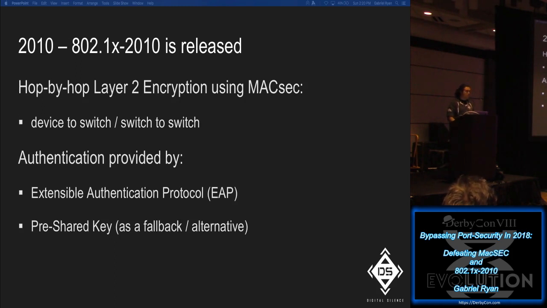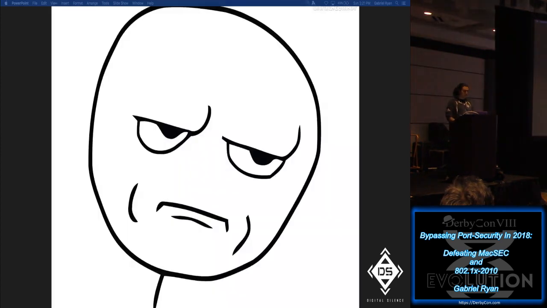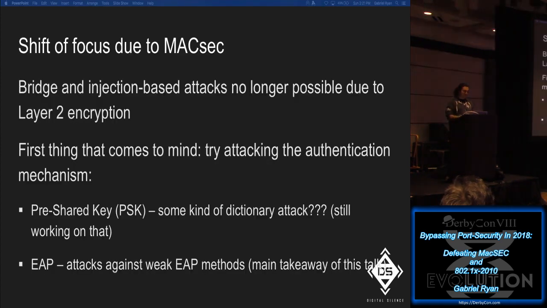So if we fast forward a bit to 2010, we have the release of 802.1x 2010, which is appropriately named. 802.1x 2010 is also providing hop-by-hop layer 2 encryption, this time using MACsec. And instead of access point to base station, it's being done from the device to the switch, or even from switch to switch. Authentication is being provided once again by EAP or PSK as a fallback or alternative. So I think you see where we're going with this.